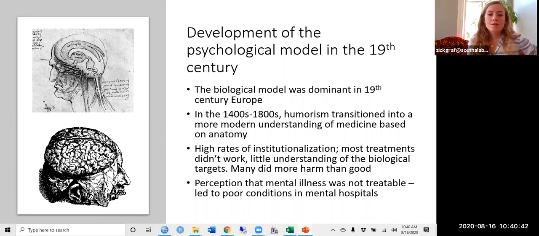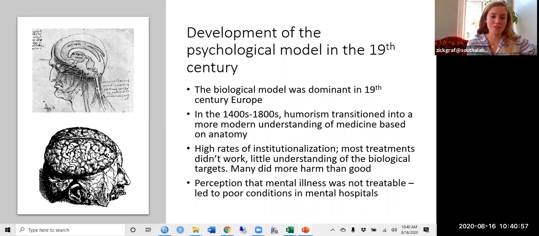And biological treatments, although these behaviors were believed to have a physical origin in the brain, weren't very good at actually changing behavior. They knew that something was going on in the brain, but they didn't know how to target it in a way that actually helped people and changed behavior.